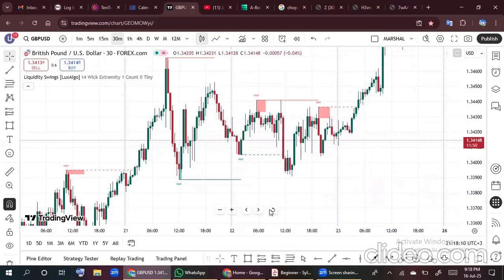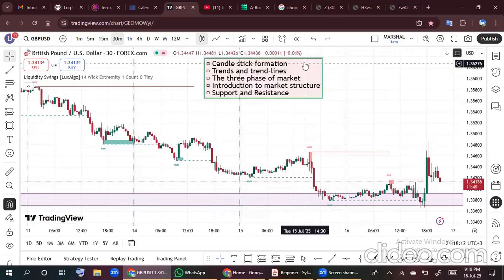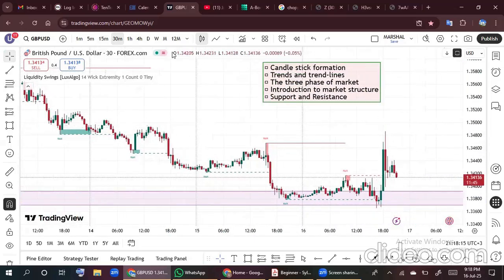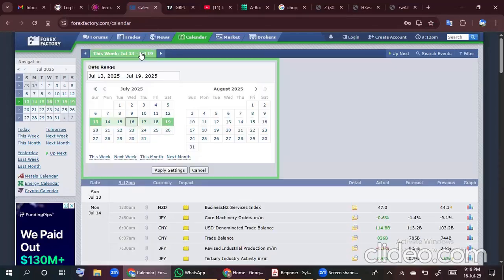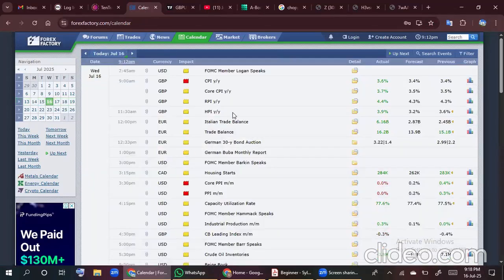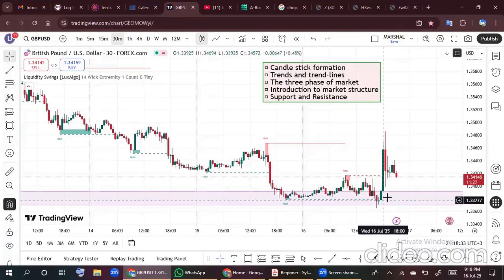Okay. So let's go on with what we have today. So we are looking at this. I think there was news today. Let me see, because of the way the market is looking. Yes. So today is Wednesday. There was CPI. That is why you see the market like this.